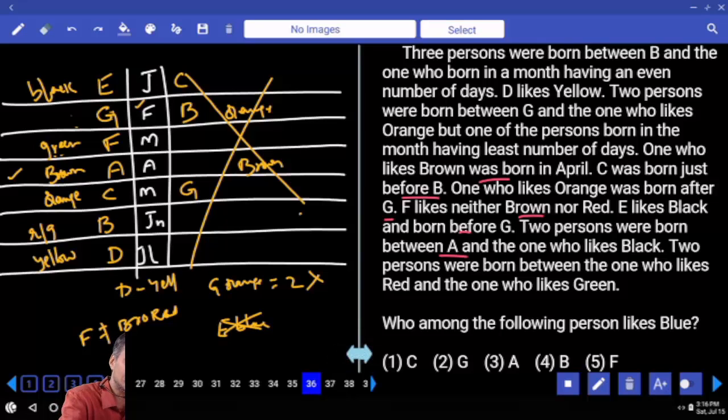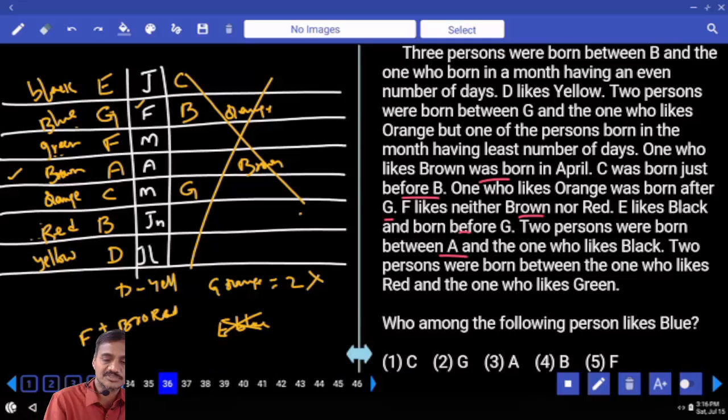And if this person likes green, then B must like red color. And if B likes red color, only one more color is left. What is that color? Blue. And who must like blue color? G must like blue color. Done? Now this is about questions 36 to 40.